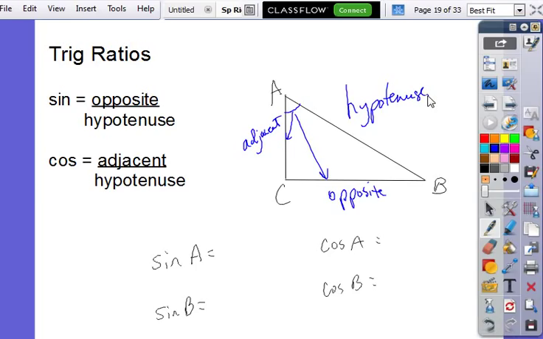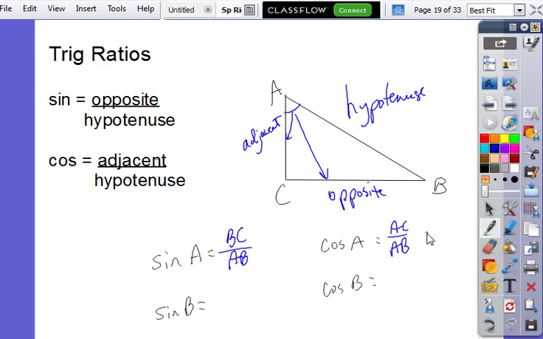Alright? So if I want to do sine of A, the rule for sine is opposite side over hypotenuse. So which side is opposite from A? CB, or BC? Over the hypotenuse, which is AB. Does everybody see that? Opposite over hypotenuse. If I want to do cosine of A, cosine says it's adjacent over hypotenuse. So which one is adjacent to A? And then still the hypotenuse is AB.